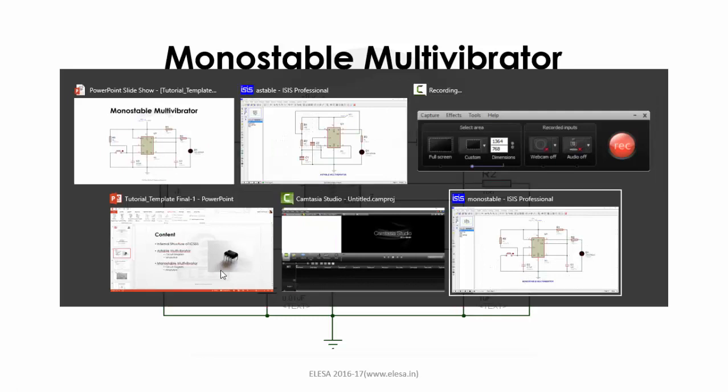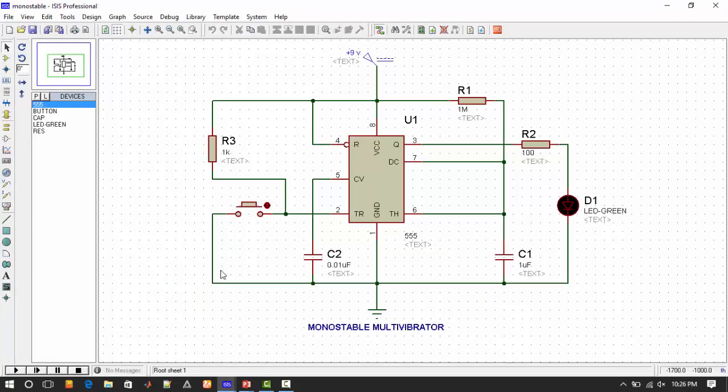So now we'll see the simulation for the same. This is a circuit for monostable multivibrator. If you keenly observe, now this circuit is running. The LED is in off state. That means by default it is in off state. So when I press the push button and give the trigger, the LED turns on and remains on for a specific time.